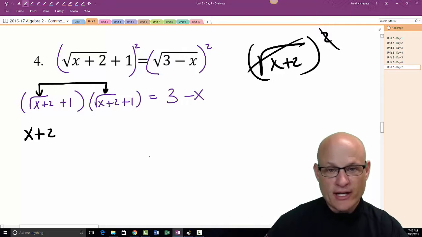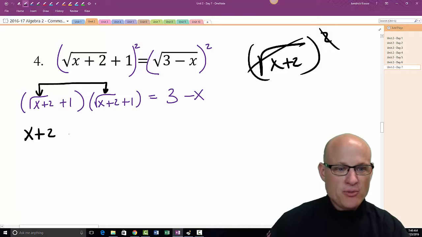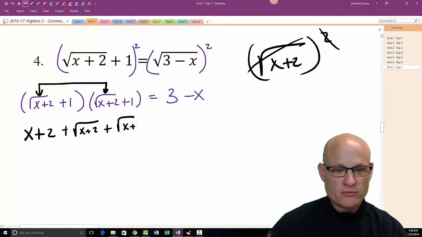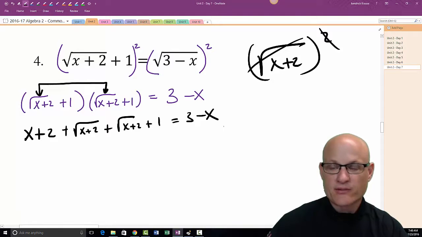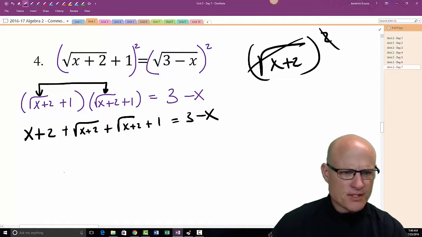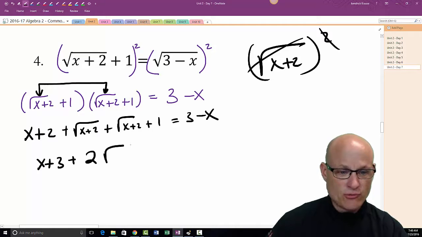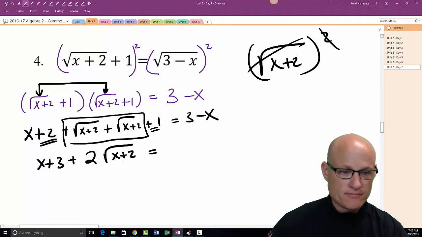So we really just end up with x plus 2 plus the square root of x plus 2 plus the square root of x plus 2 plus 1 equals 3 minus x. We're almost done. Let's clean up this left side. I get x plus 3 plus 2 square roots of x plus 2 equals... the 3 came from adding the 1 and the 2 together. And these two just make up 2 of these things.